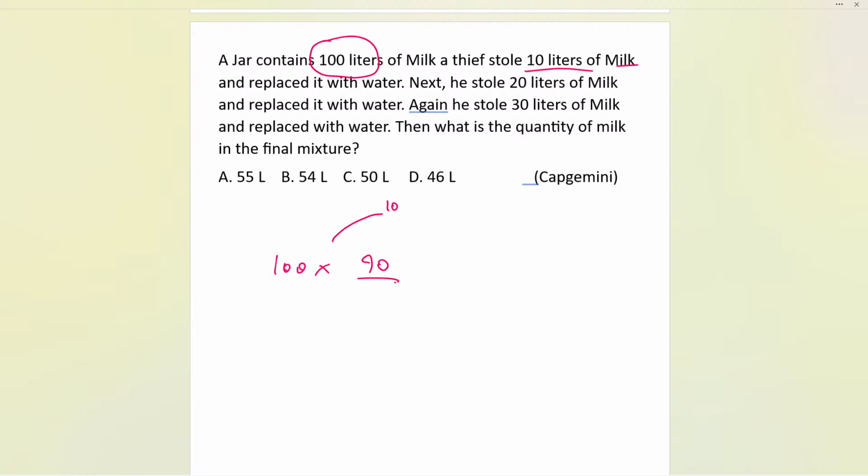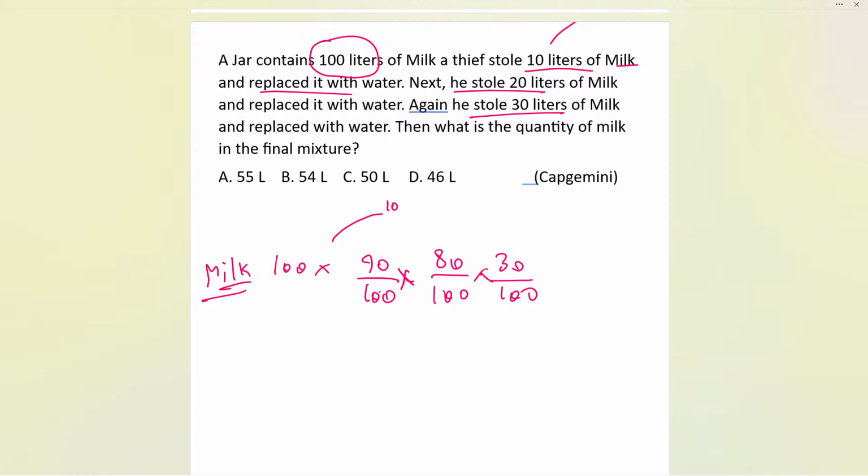90 is remaining. So 90 we can write in fraction form over 100, since it is also filled with water, replaced with water. That is the way we can directly write, but we have taken out 10 liters. Now he stole again 20 liters, now it is 80 by 100. Then again he stole 30 liters, so now 30 by 100. Just multiply all of them, and you will get the final amount of milk.